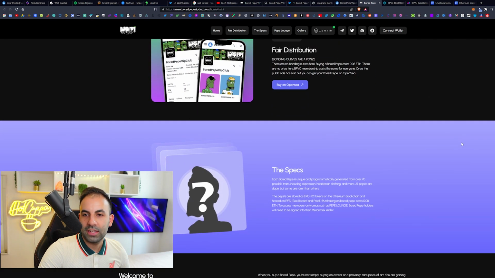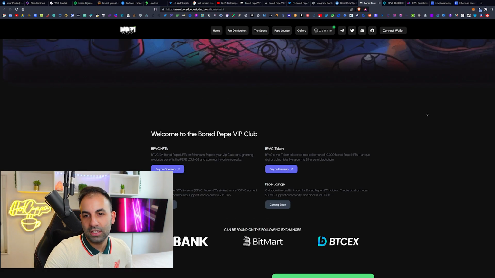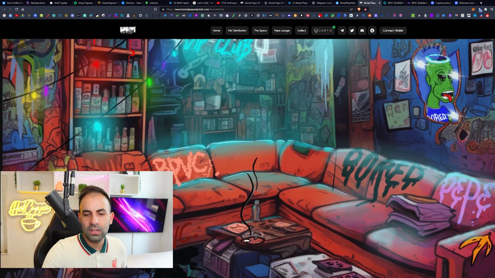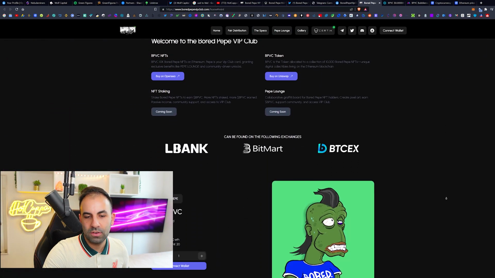And they say down here that this is a fair distribution because there are no bonding curves, right? Buying a Bored Pepe VIP Club NFT costs 0.08 ETH, guys. There are no price tiers. BPVC membership costs the same for everyone involved. Once the public sale has sold out, you can get your Bored Pepe on OpenSea. So they did say that it has sold out, or I don't know what they meant, because they said on a different page it's sold out, even though there are some still available to mint here.